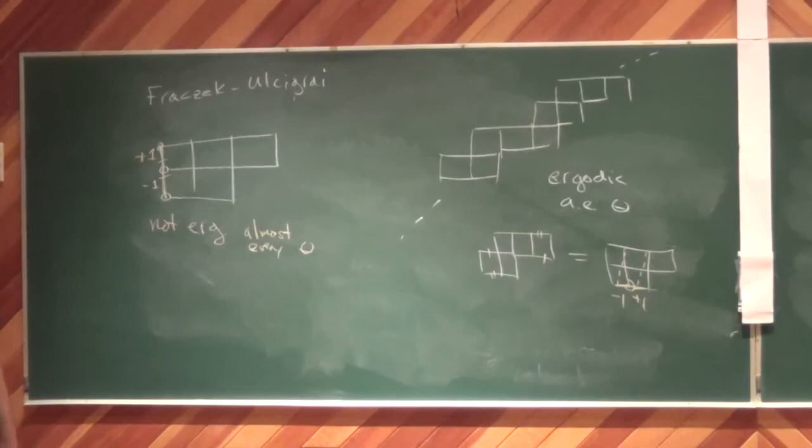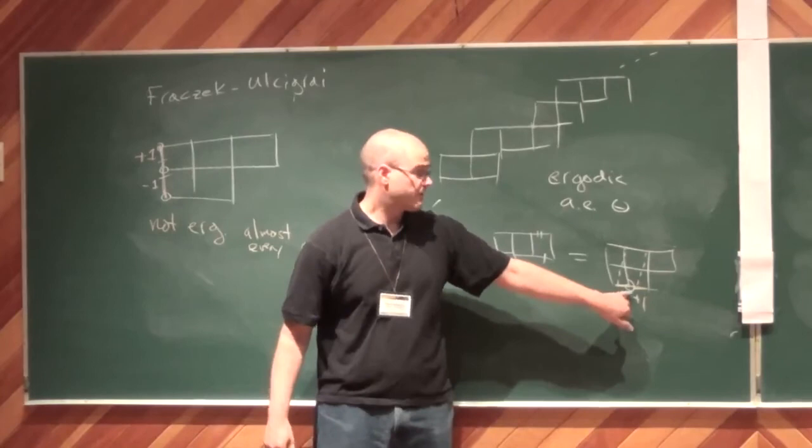So we do have a result that sort of says when this type of construction can be ergodic, but what's necessary is that you have endpoints that aren't singularities.